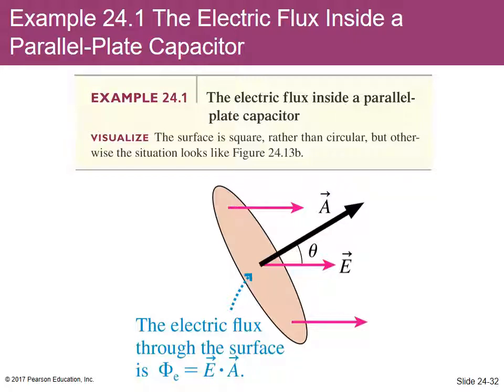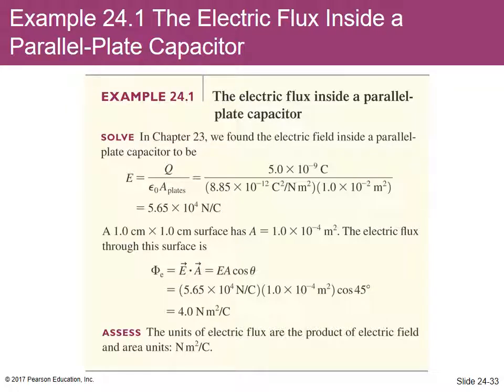Consider the drawing. The surface is square rather than circular, but otherwise the situation looks like the figure. Between the parallel plates, the electric field is uniform and given as the charge divided by epsilon naught times A. Since the field, the area, and the angle are all known, it is a simple matter to calculate the flux.